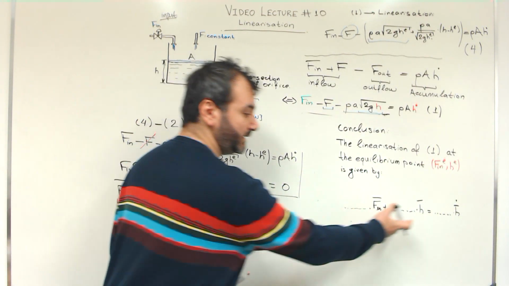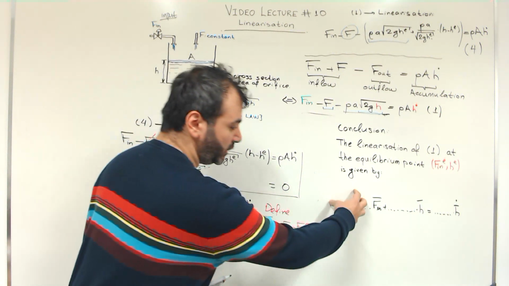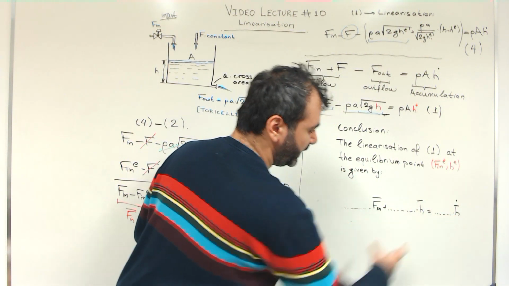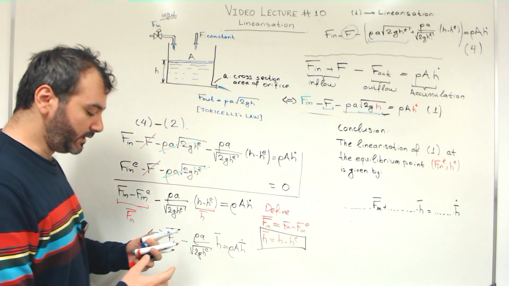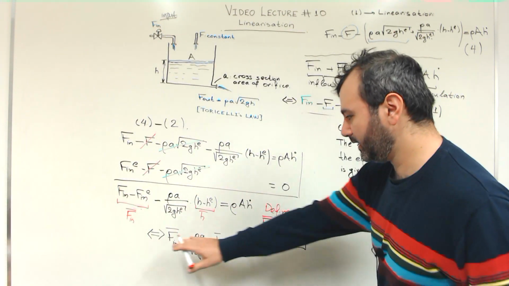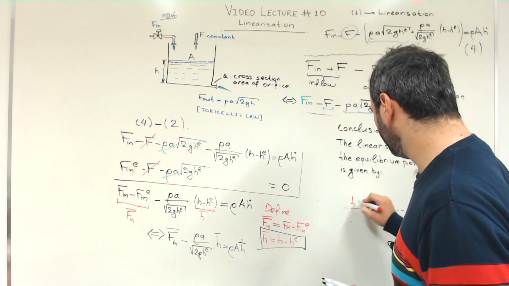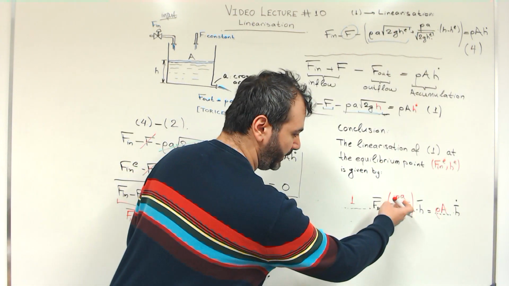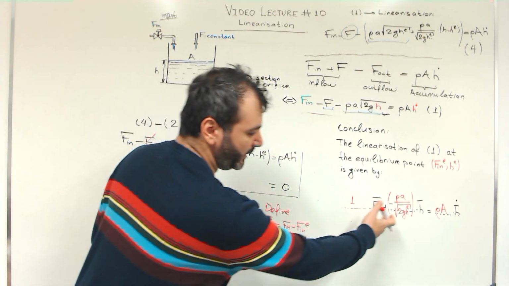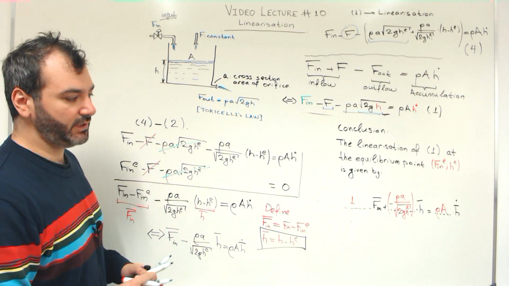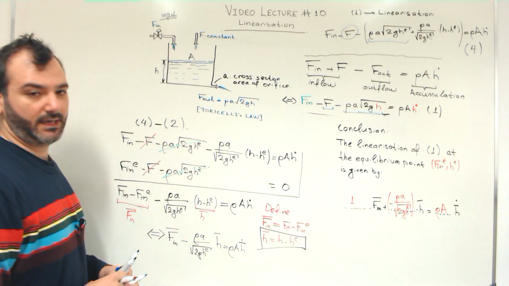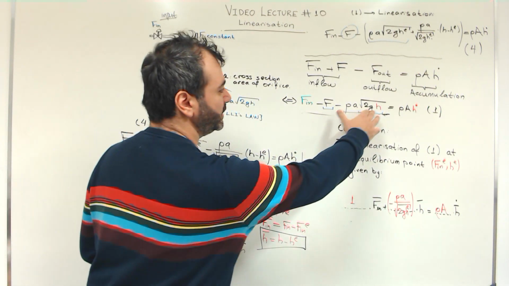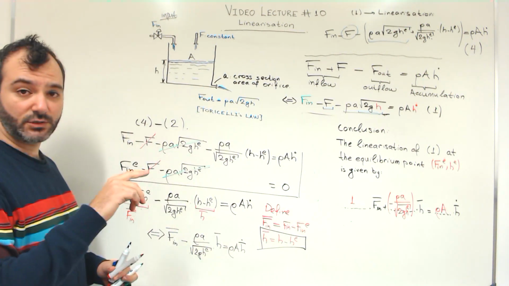So of course the result is a linear differential equation. So it is a constant term times f in bar plus a constant term times h bar equals a constant term times h bar dot. And these constant terms we can copy from here, from equation 1. This number minus rho times a divided by the square root of 2 g h e, and then we have rho times A uppercase. So this is the linearization of this original equation, which has this nonlinearity, the square root of h.